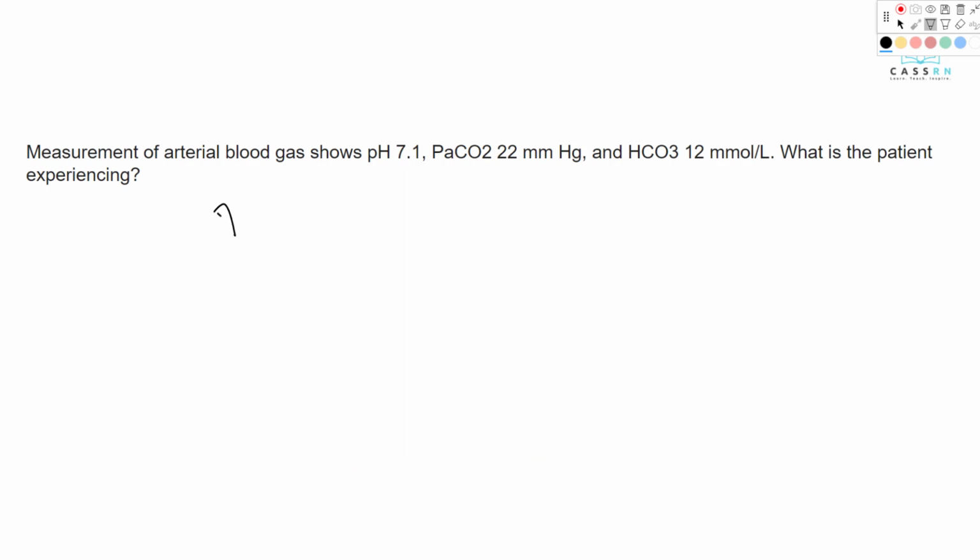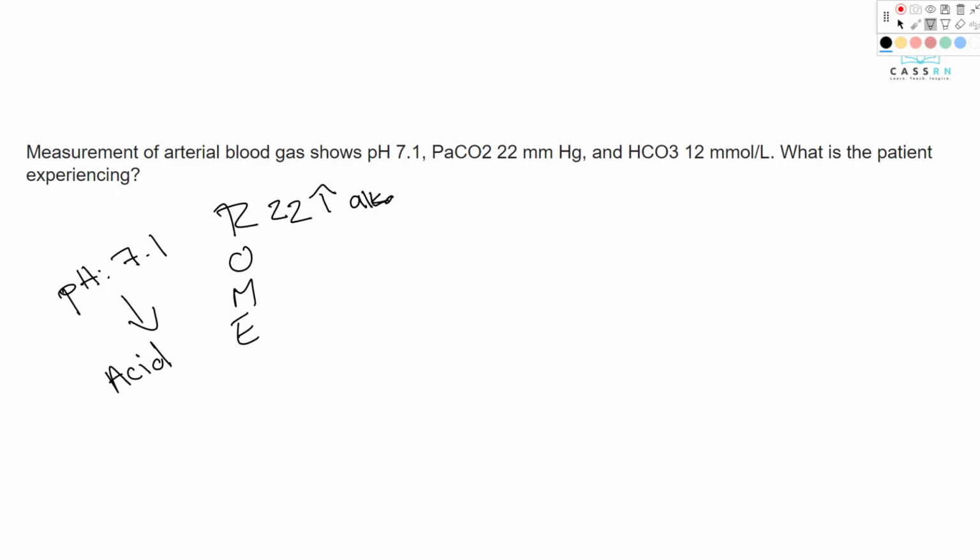We're going to do the same thing. We're going to lay out our ROME. We're going to do our pH. Okay, our pH is 7.1. That is going to be on the low side, which means that it's acid. Now we're going to go through here and we're going to find our respiratory, which is 22. And 22 is going to be on the low side as well, but that's going to be opposite, right? So we're going to point up for that, and this is going to be alkalotic.